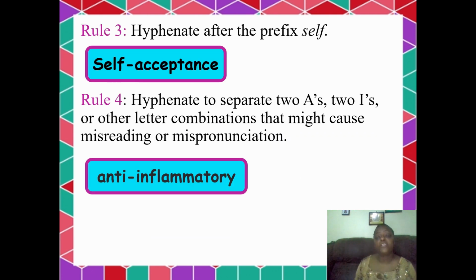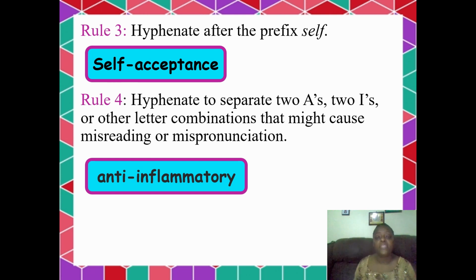Hyphenate after the prefix self. Whenever you write something that has the prefix self on it, so here we have self-acceptance, self-motivated, self-operated. All those words, when you write self, you have to use a hyphen to separate the word and the prefix.